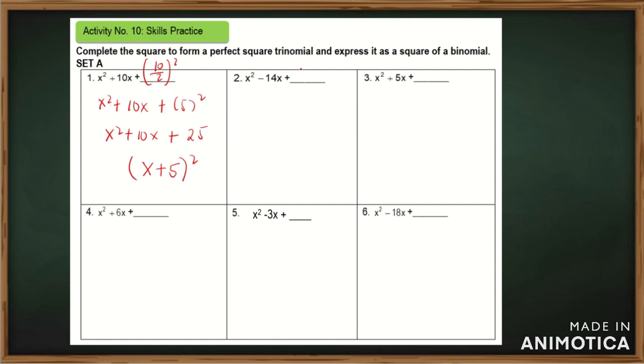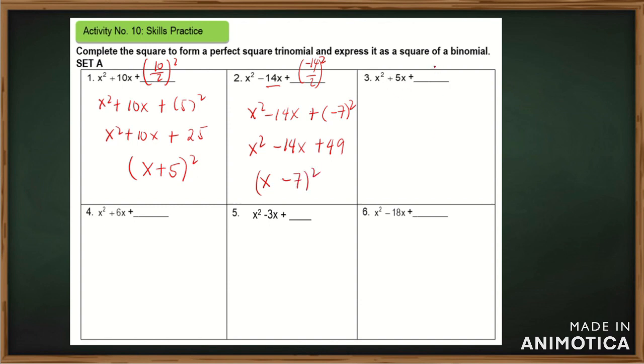Okay, same is true here. So we get half of b, which is negative 14. So we have x squared minus 14x plus the square of negative 7. Then you have now x squared minus 14x plus 49. We have now x, okay, the square root of x squared is x. Half of negative 14 is negative 7, then square it.